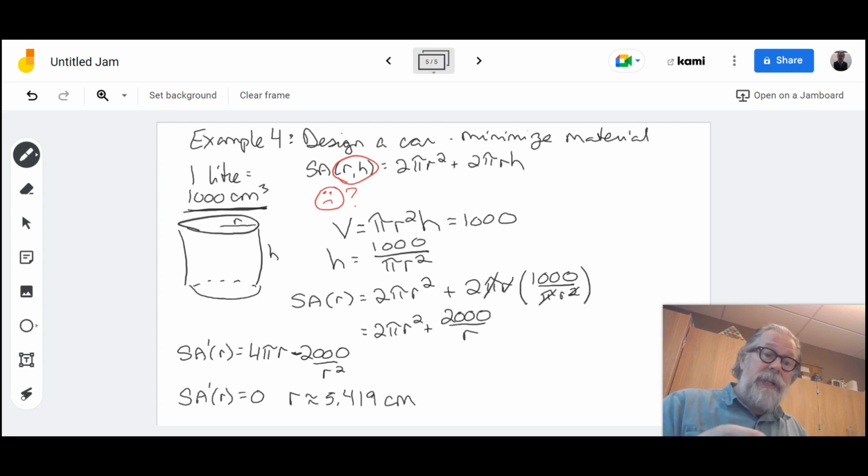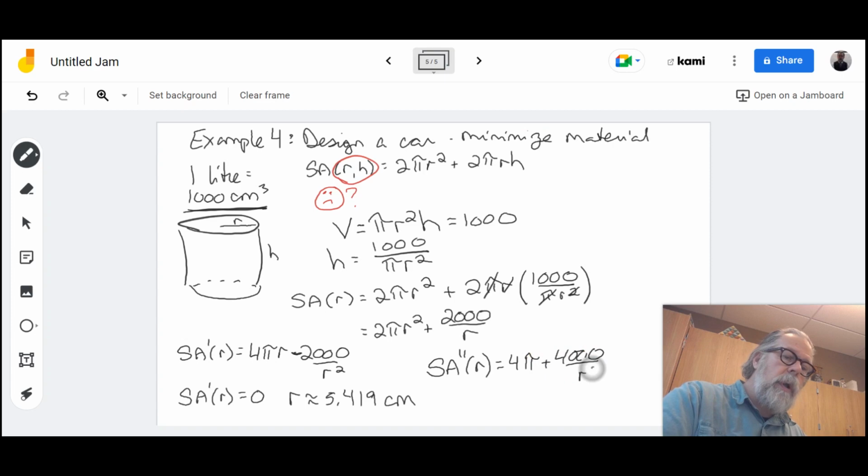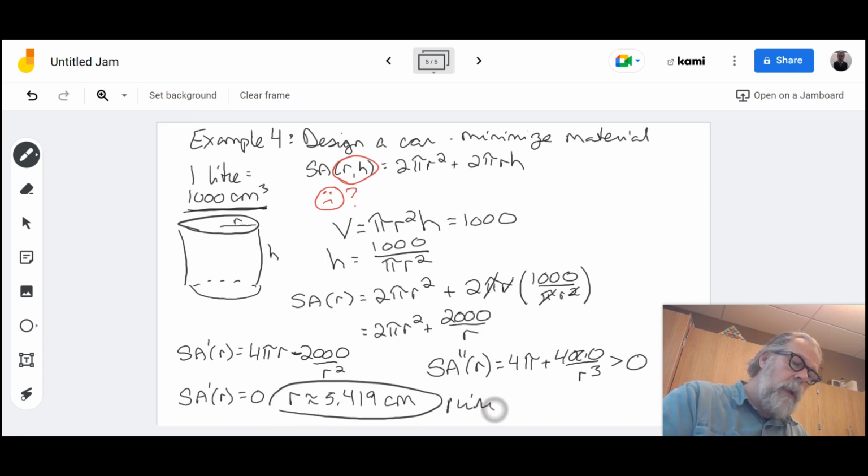We don't really have an idea of what our minimum and maximum are necessarily on this. So we're going to go ahead and do the second derivative of this. And when we take the second derivative, we get 4 pi plus 4,000 over r cubed. Well, clearly this is greater than 0 for all possible radii, since radius has to be positive. And that means that this must, in fact, be an absolute minimum. So we're going to make the radius of our can 5.419.